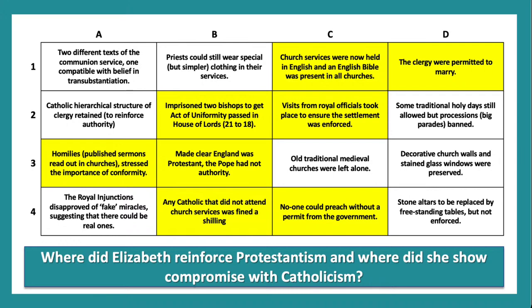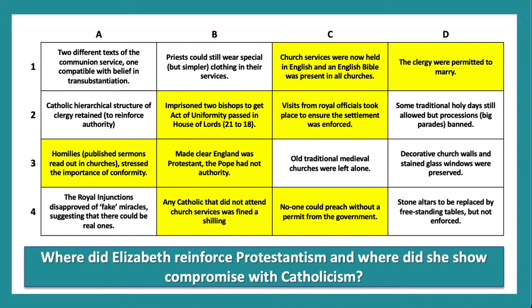You'll see in white here with the compromises, a lot of this tends to be surrounding decoration, because obviously the Catholics are big on decoration. Their churches are very decorative, meant to be showing sort of the glory of God, whereas with Protestantism, everything's scaled back because it's meant to be about that personal relationship with God.